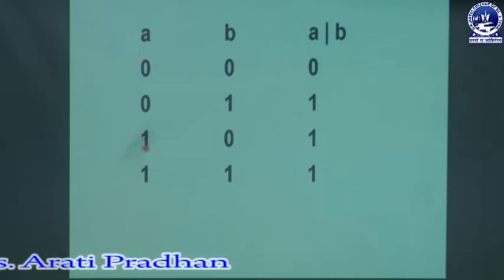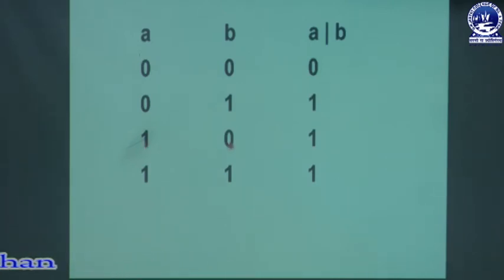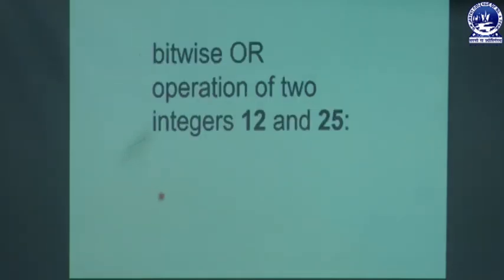In this case, here the value is 1 and here the value is 0, then the output will be 1, and here two values are 1, so the output will be 1. It means that it returns 1 if one operand is 1, and it will return 0 only when the two operands are 0. It is very simple to remember and easy to understand.